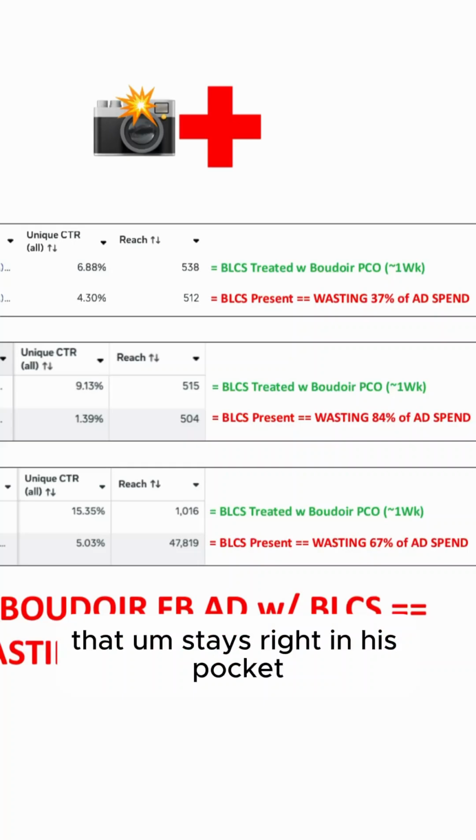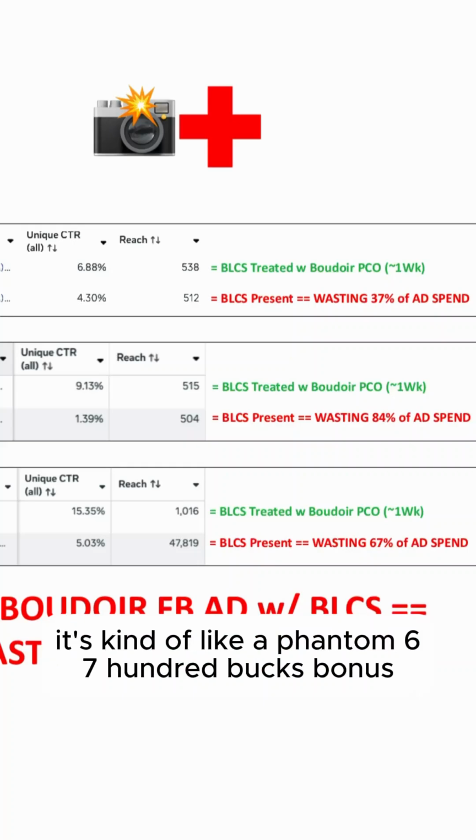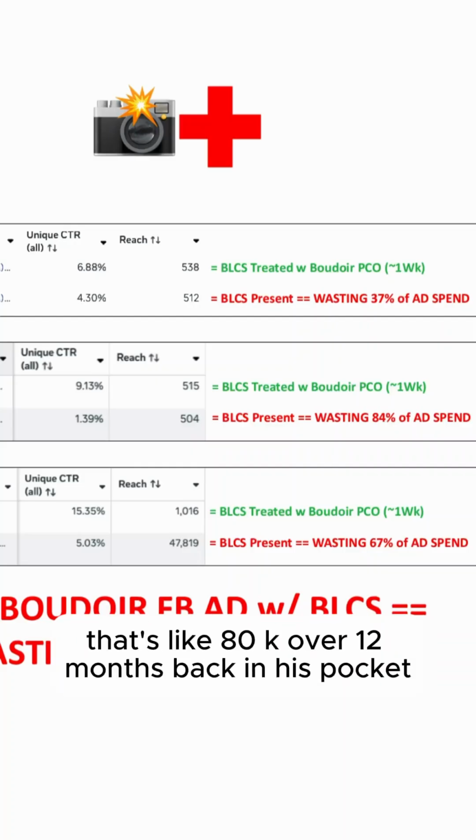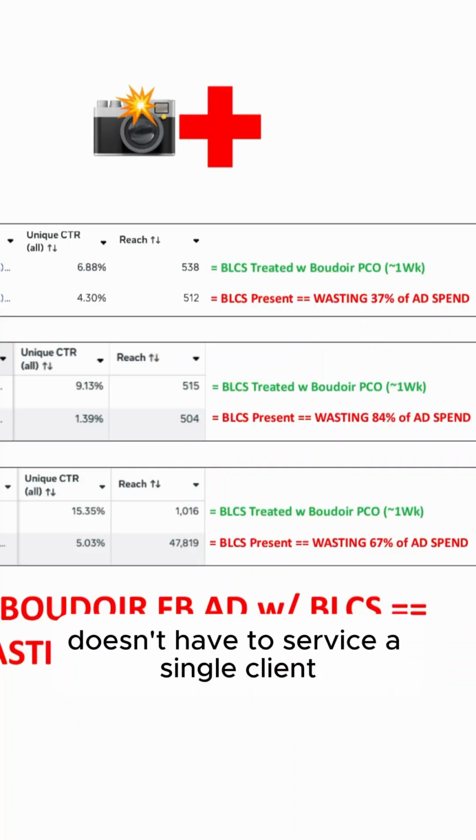That stays right in his pocket. It's kind of like a phantom $6,700 bonus every single month. That's like 80K over 12 months back in his pocket, and he doesn't have to service a single client.